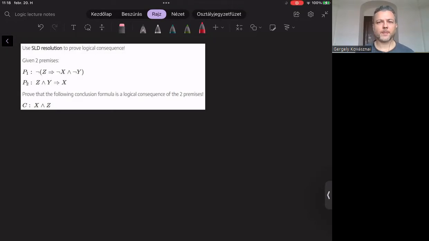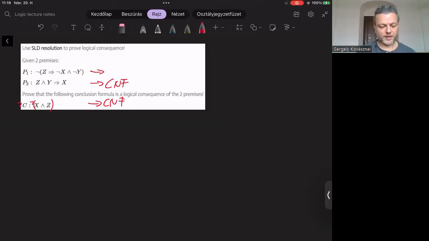In this exercise, we have to apply the SLD resolution strategy over this proof of logical consequence. So we have to prove that the conclusion formula C is a logical consequence of the two premises. As always, in case of resolution, first we have to translate the premises to CNF one by one. And furthermore, we have to translate the negation of the conclusion formula to CNF.